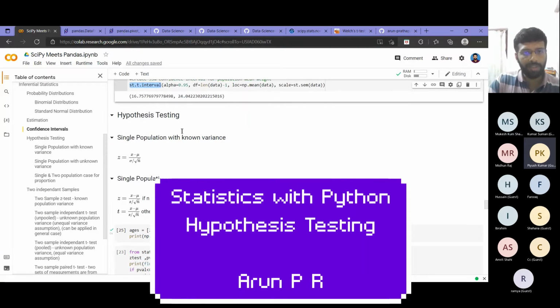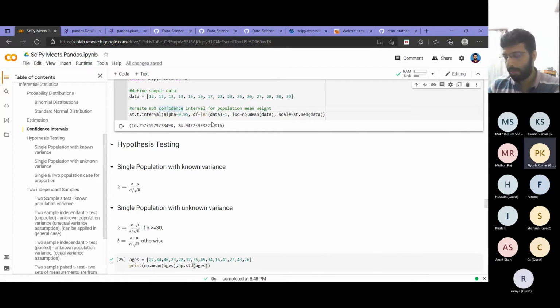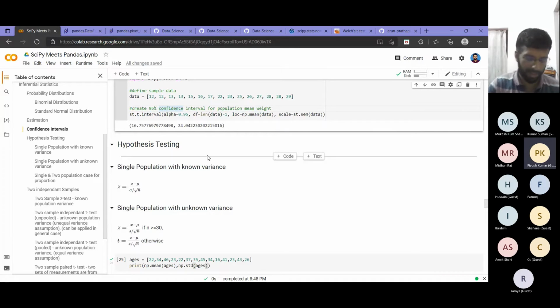Coming to hypothesis testing, the basics Rishmi covered, and then some examples she told. Tomorrow we will be seeing more examples in Shiri's session, so I will not be covering examples. I will be covering each different case that will come in this.